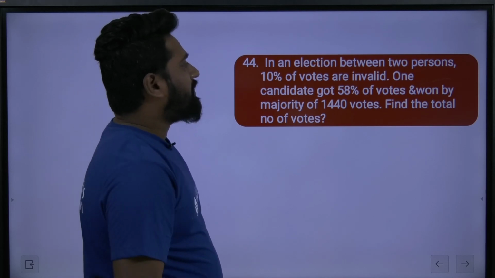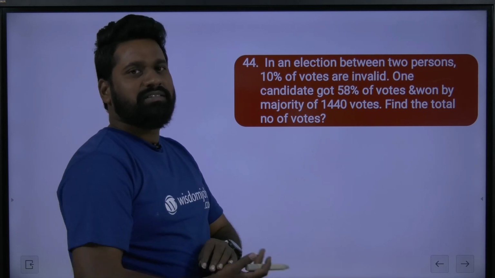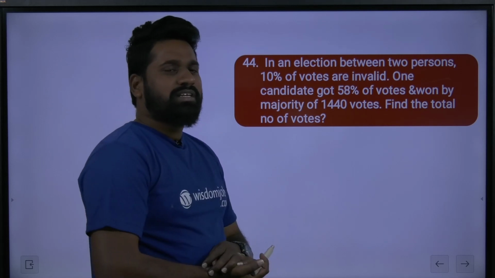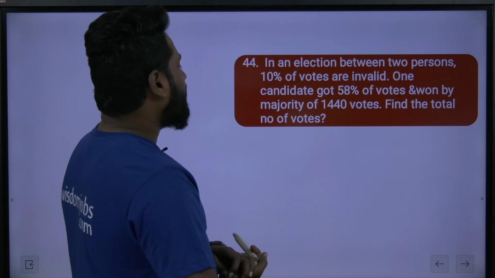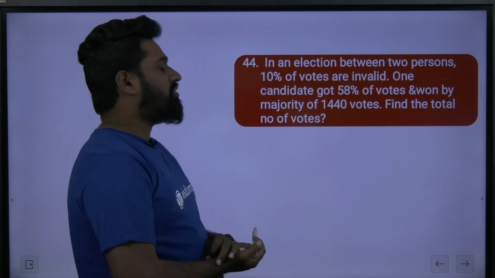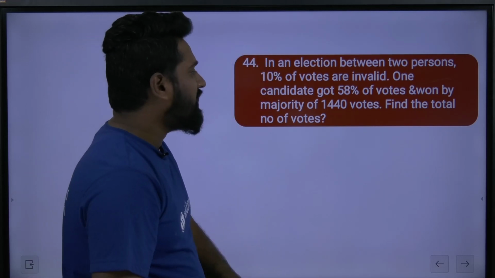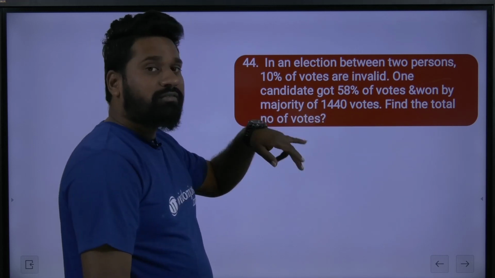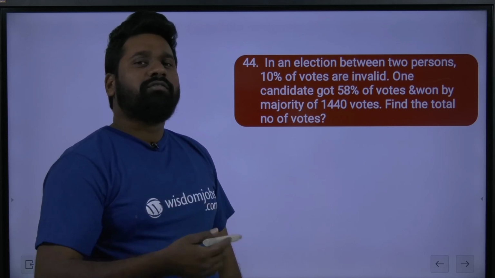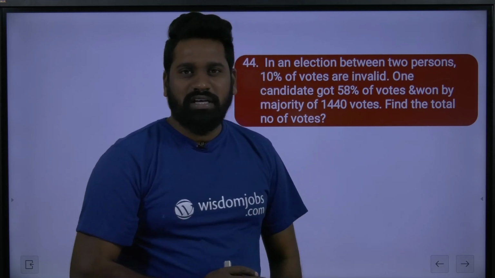So in an election between two persons, 10% of votes are invalid. Just now discussed, 10% votes are invalid. One candidate got 58% of the votes and wins by a majority of 1440 votes. Now it is asking to find the total number of votes. One thing here you can observe clearly, it is not asking for valid votes or invalid votes. Total number of votes, when it is asking, that indicates that it includes invalid votes also.